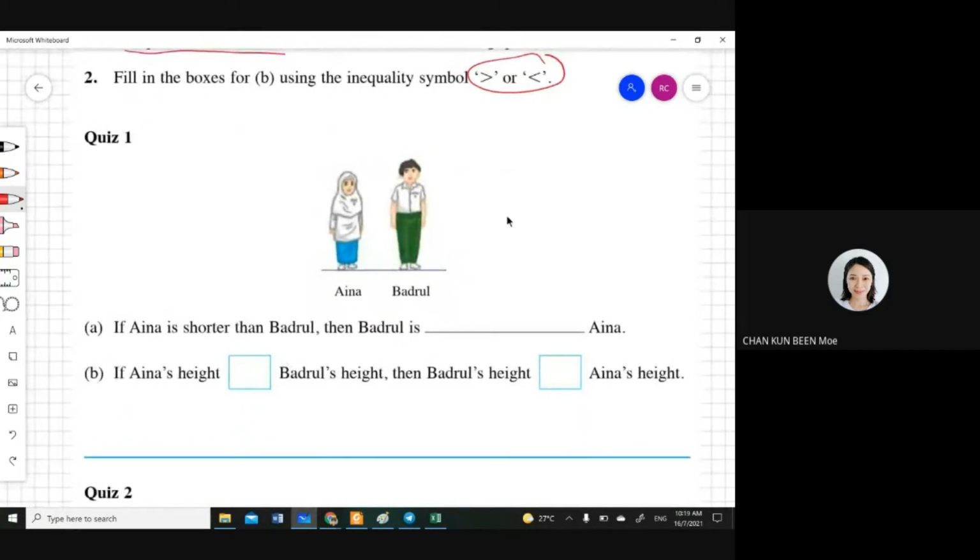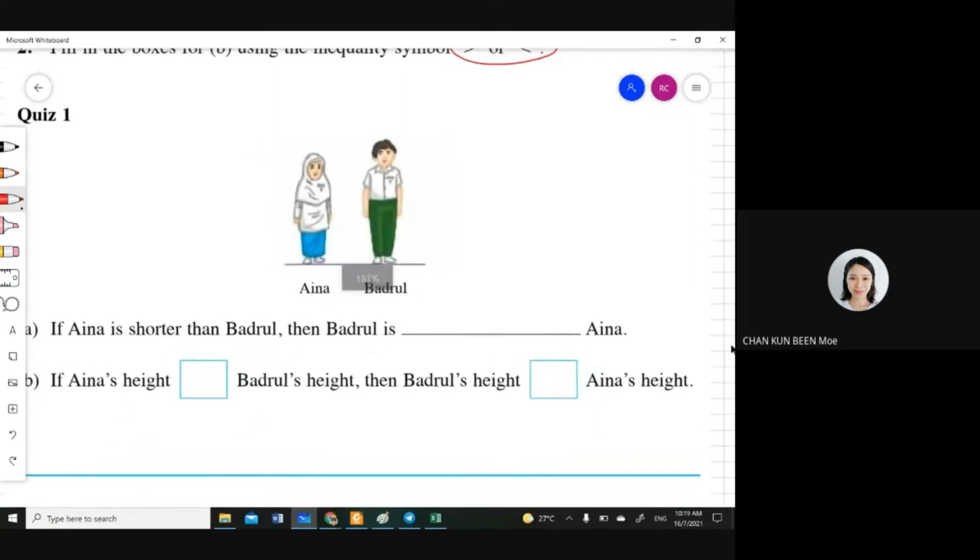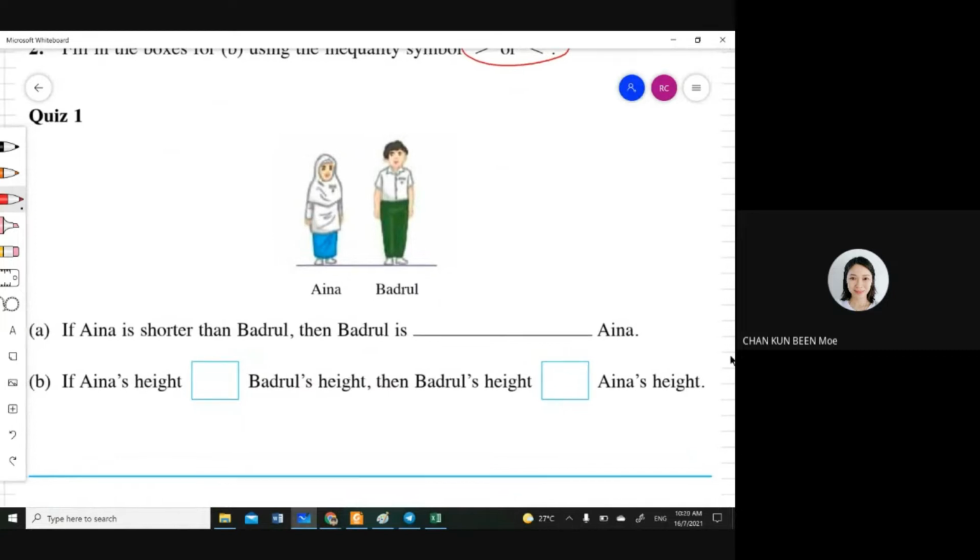There are two fellows who look very cute, Aina and Badru. Do we have Aina in this class? I think so, right? Yes. Aina, does it look like you, Aina? Small.